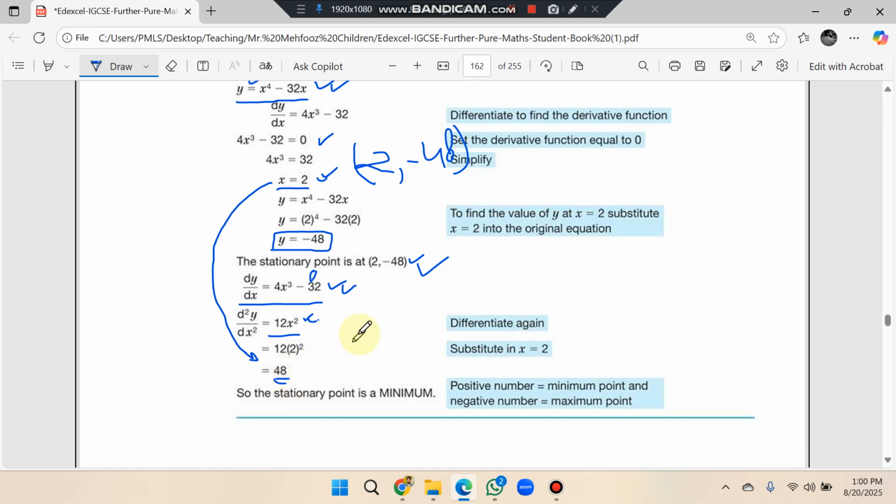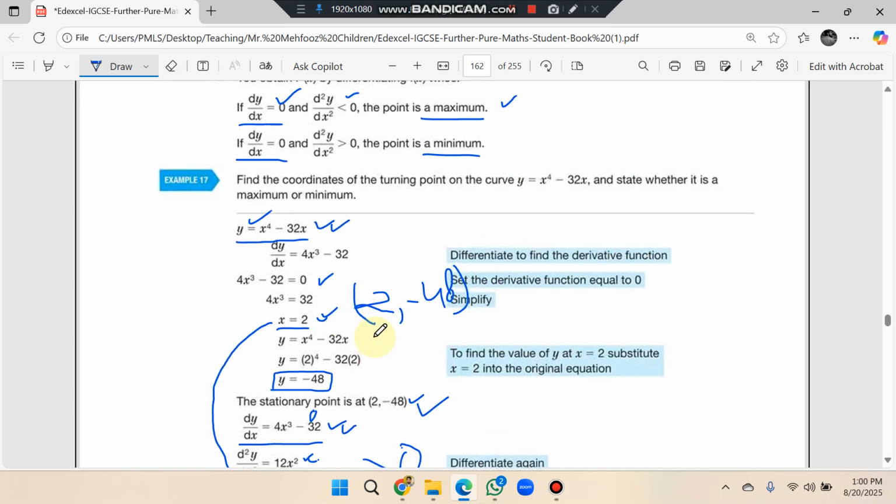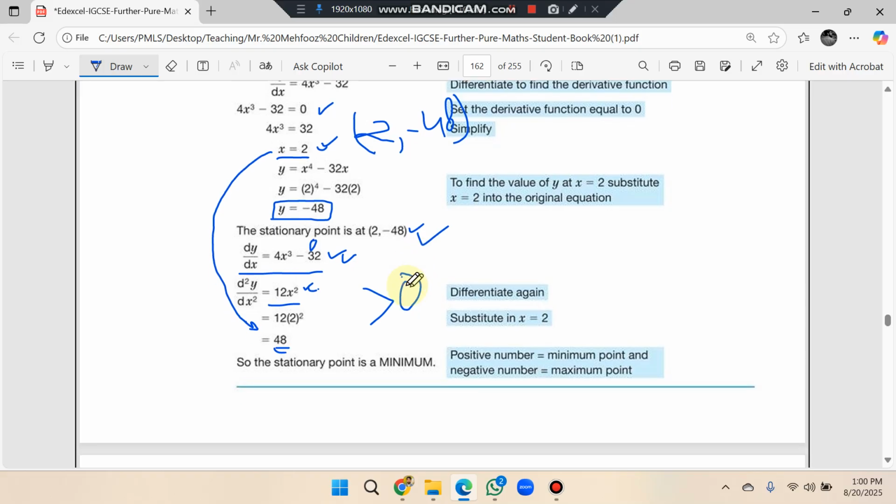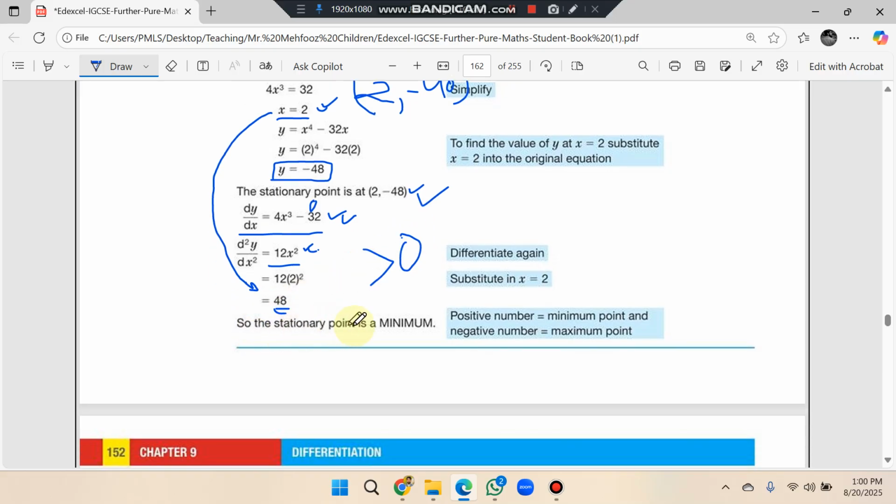Now the double derivative is greater than 0, right? So it means that when the double derivative is greater than 0, the point is a minimum point. So you can see that the stationary point is a minimum. A positive number means a minimum point and a negative number means a maximum point. Do you have any problem?